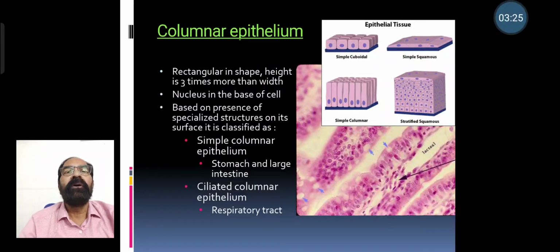Then we go to simple columnar, rectangular shape, height is 3 times more than the width, the nucleus is in the base of the cell. Based on specialized structures present in it, it can be simple columnar epithelium like stomach and intestine, then ciliated columnar epithelium of the respiratory tract.